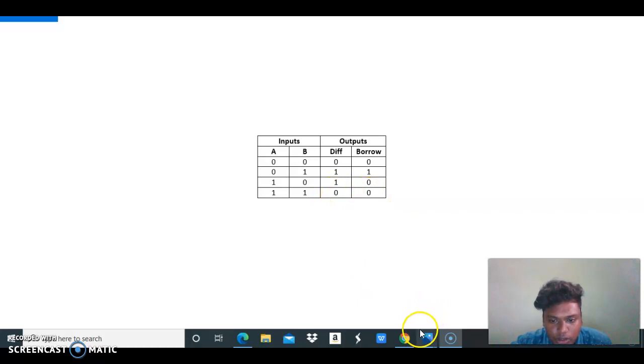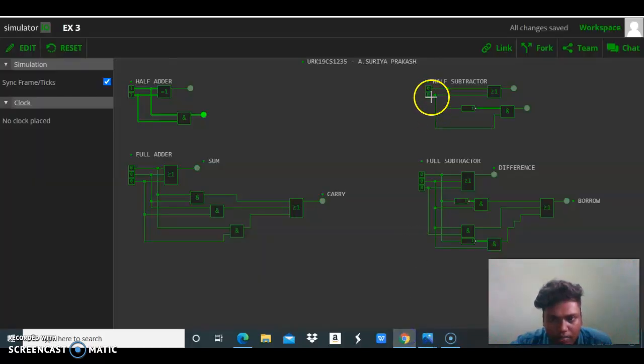Now we are going to see the output. 0 0 is 0, 1, 1 0, 0 1 is, 1 1 and 1 1 is 0 0.